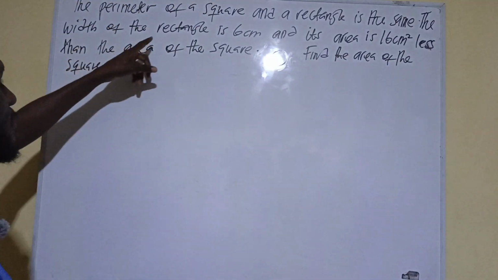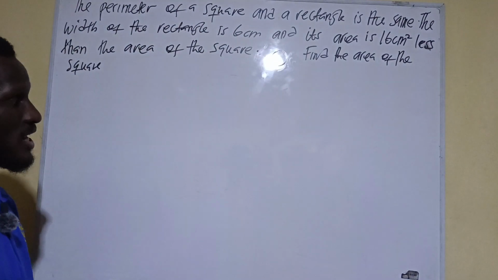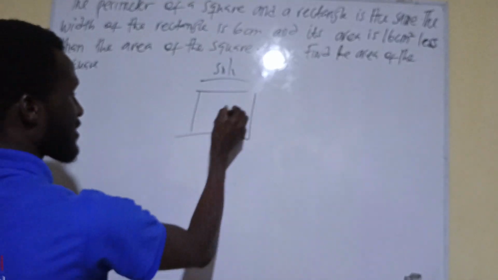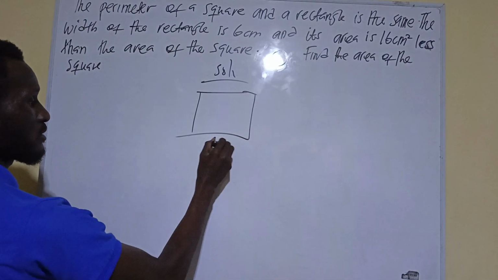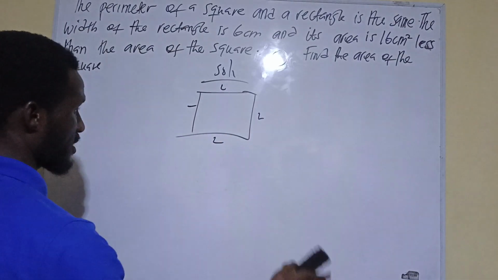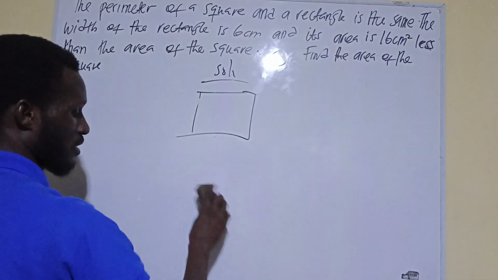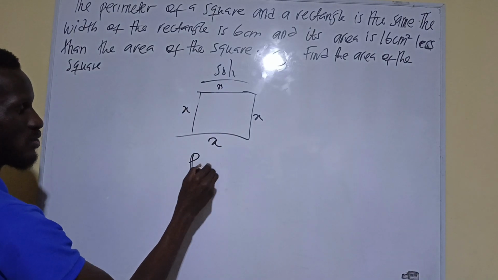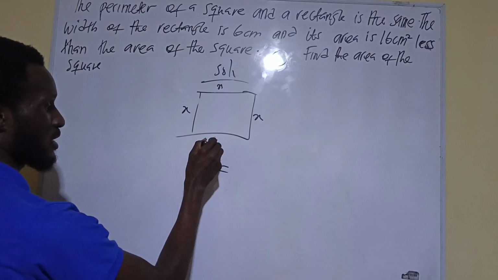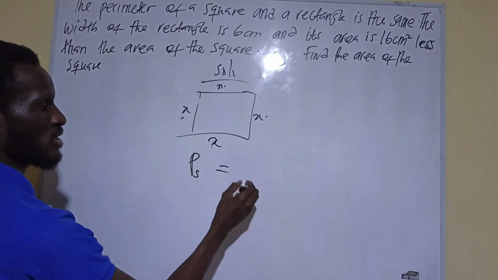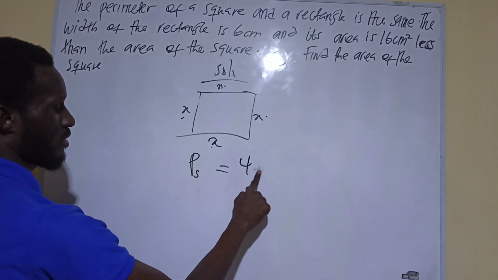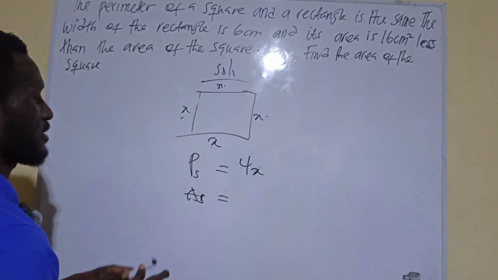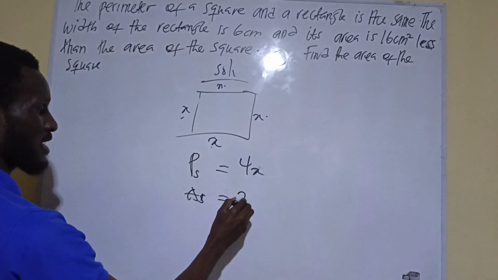Let's go. Now the perimeter of a square and a rectangle is the same. Don't forget that here we're talking about a square. A square has all the sides equal. So if here is L and here is L and here is L, now let me use X. If this one is X, this one is X, and this one is X, then the perimeter of a square will give us X plus X plus X plus X, which will give us 4X. And then what is the area of a square? The area of a square will be the length times the length, that is L squared.